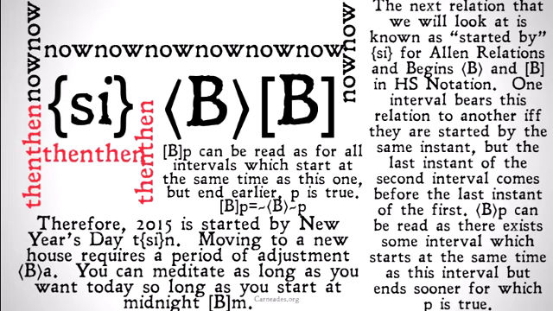Moving to a new house requires a period of adjustment, which starts as soon as you move in, but doesn't extend the whole time where you're living there. And you can meditate as long as you want today, so long as you start at midnight and end before the day is over. So M can be true for any period today, or it's true for all periods today. The period of time in which M is true has to start at the same instant that today starts and end before today ends.